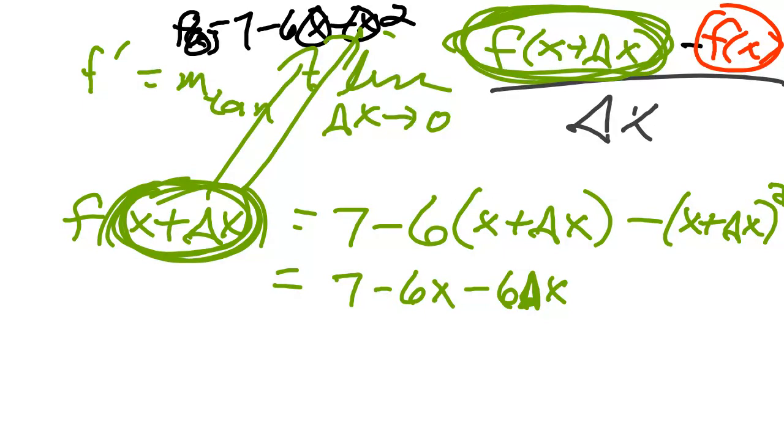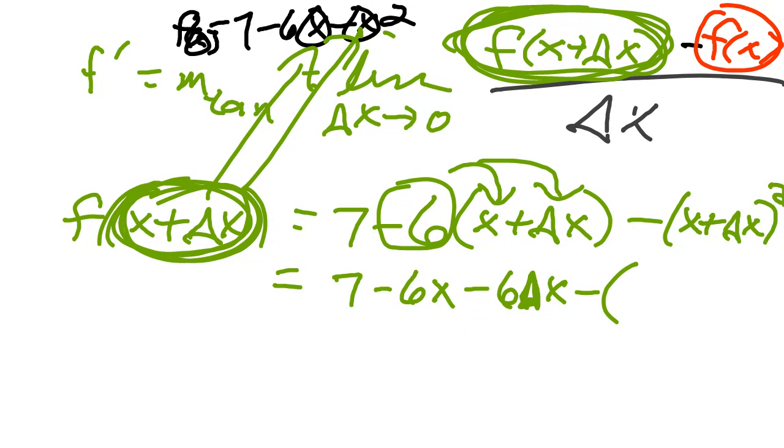If that was a z, it'd be minus 6z, right? Yeah. Okay. So we're just distributing the minus 6 through there. And then here I'm squaring it out. So minus, and I'm going to use parentheses here. So this is first, outer, inner, last.